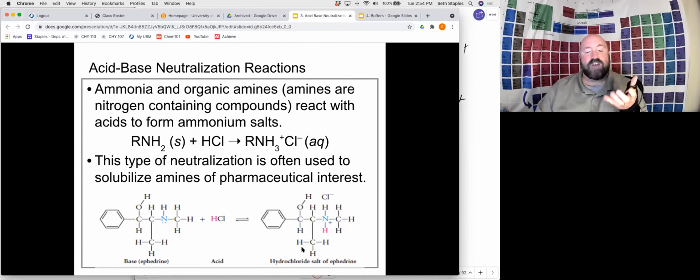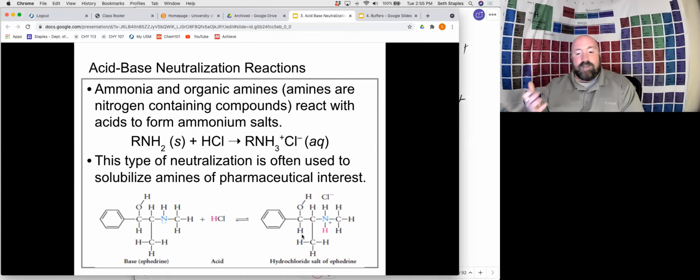And so this type of reaction is quite often done in order to solubilize amines. So it'll take this amine, and we'll learn what amines are in a few weeks, and put it into a form in which it will dissolve in water.